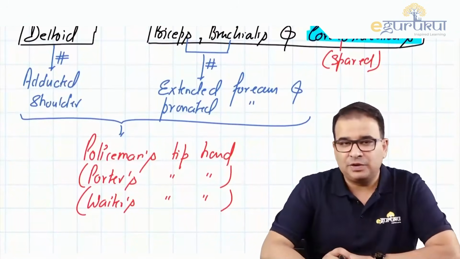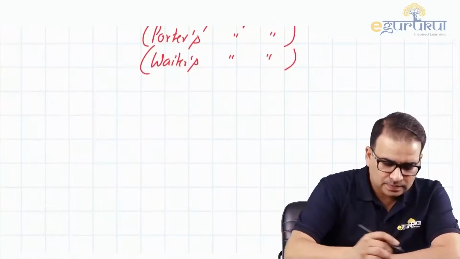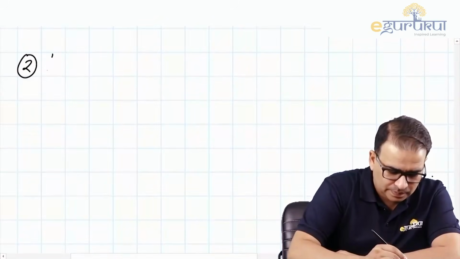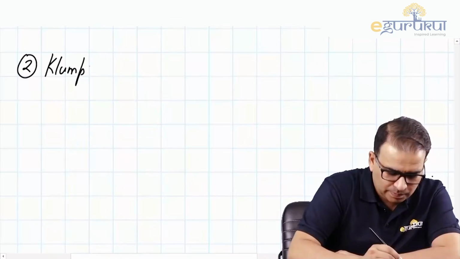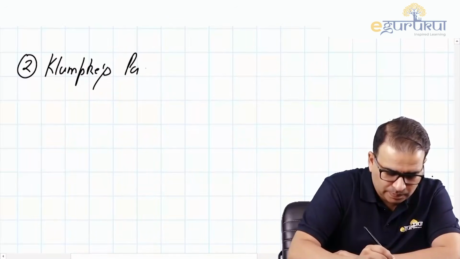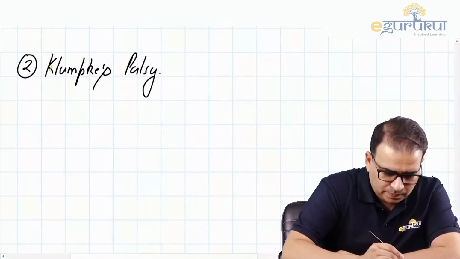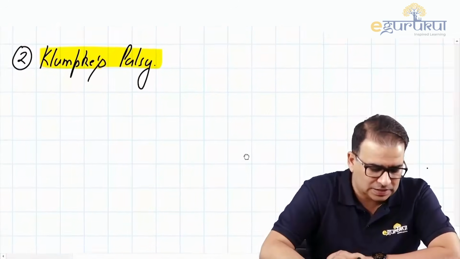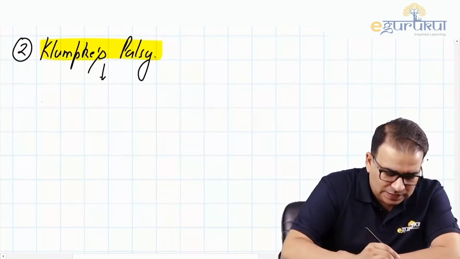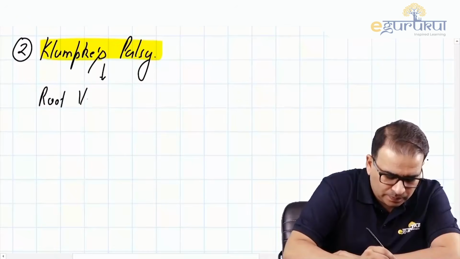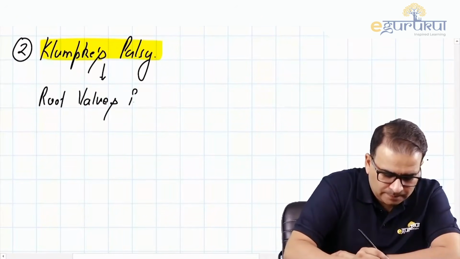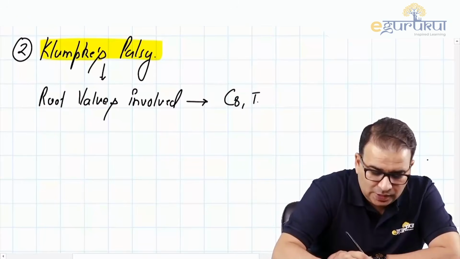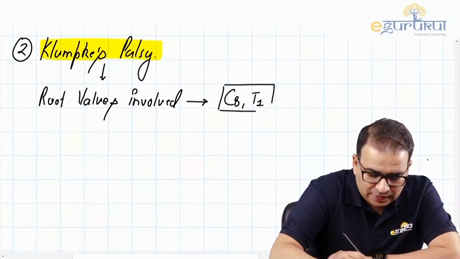The second type of injury that we talked about was Klumpke's palsy. So let's talk about Klumpke's palsy. In case of Klumpke's palsy, as we already saw, the injury was to the lower trunk of the brachial plexus. Now, this time in Klumpke's palsy, what are the root values involved? The root values involved are this time C8 and T1.